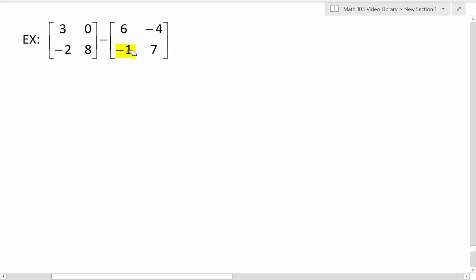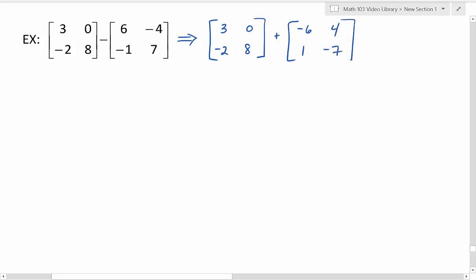Personally, I'm afraid I'm going to lose track of all those negatives. So what I like to do is the same thing that I do with polynomials. I'm going to distribute the negative into the second matrix, and then I can just do addition. We do that when subtracting polynomials. We distribute the negative into the parentheses and then combine like terms. I personally prefer to do that so I don't make a mistake with all those negatives. So I'm going to turn this into a plus and then change the sign of every element in the second matrix. And now we're back to the problem we just did.